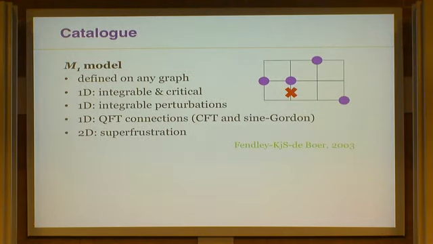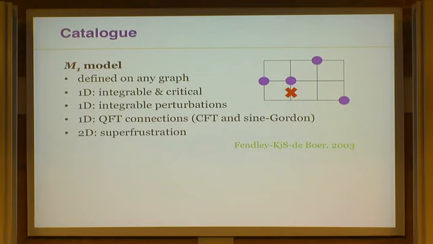So here's a bit of a catalog of things I'll have in mind and bring up in more or less detail. The basic thing I'll be bringing up all the time is what we call the M1 model, which is very general. You can define it on any graph. Whatever graph you have in mind, you can do it. If you go to 1D chains, it becomes integrable, critical. You can do integrable perturbations and make it massive. You can connect to field theory descriptions. I'll discuss all that in a bit. And then if you go to higher lattices, let's say 2D to begin with, you get quite remarkable stuff, which we call superfrustration. So I'll show some of that as well. And probably there's much more of this type to be found, but I'll focus on this situation to make that point.